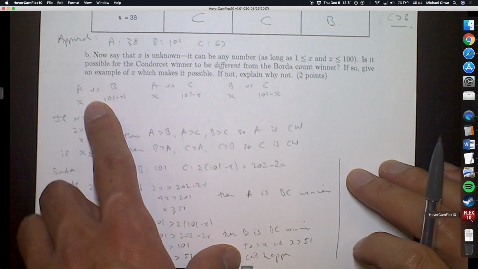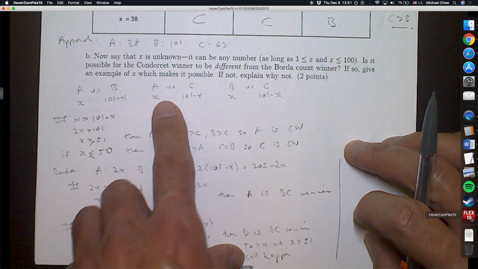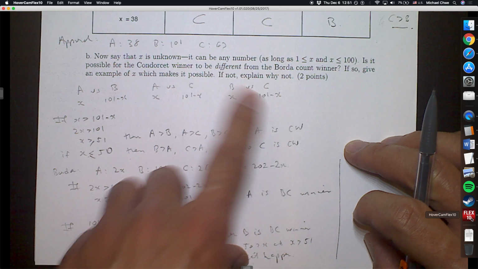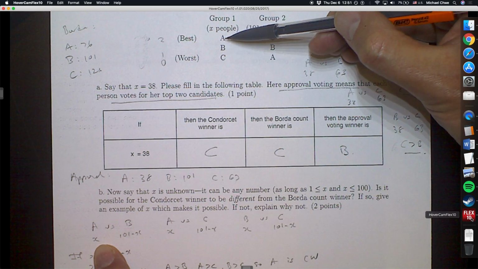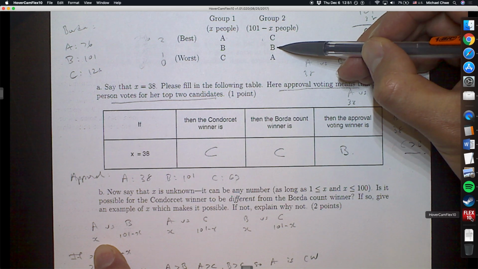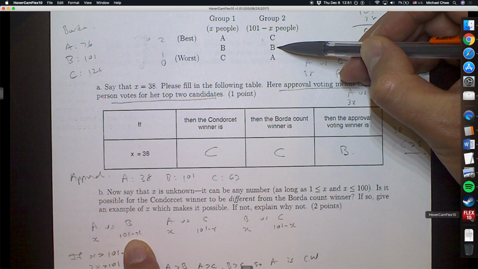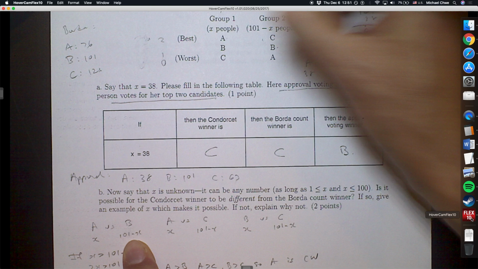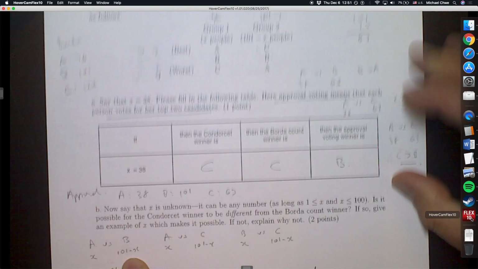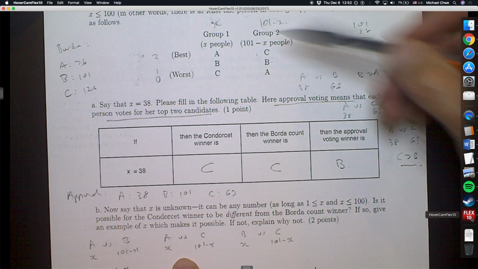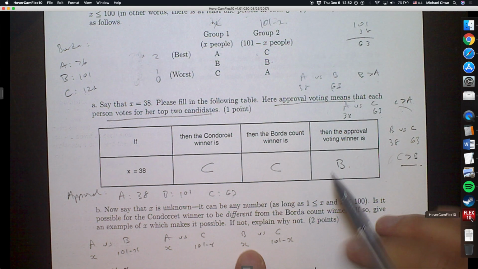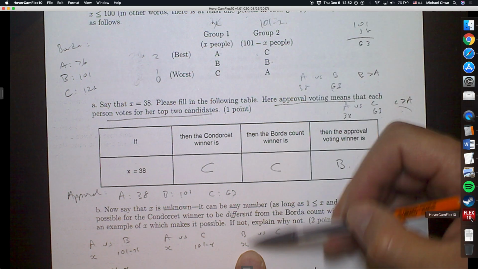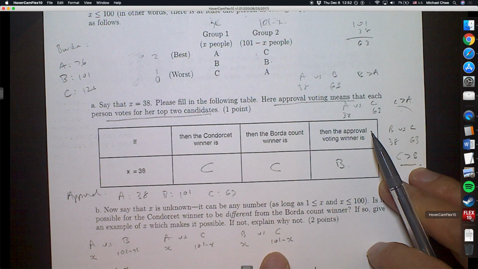So you can do it that way, or you can do it the math way. If I'm doing Condorcet, I'm looking for A versus B, A versus C, B versus C. I'm doing these comparisons. Between A versus B, X people will vote for A, and 101 minus X people will vote for B. Do you see that? Between A and C, X people vote for A, and 101 minus X people vote for C. Between B and C, X people vote for B, and 101 minus X people vote for C.